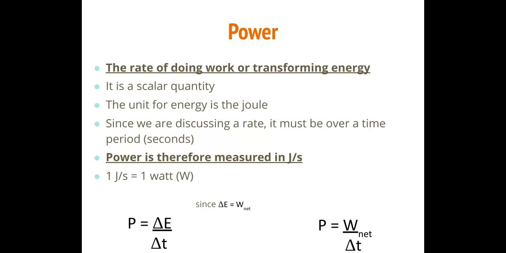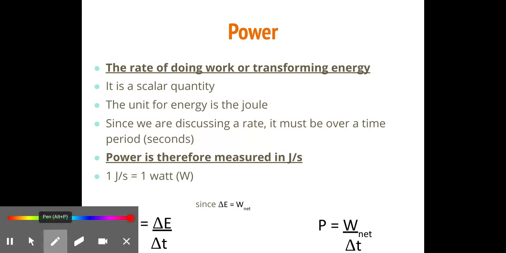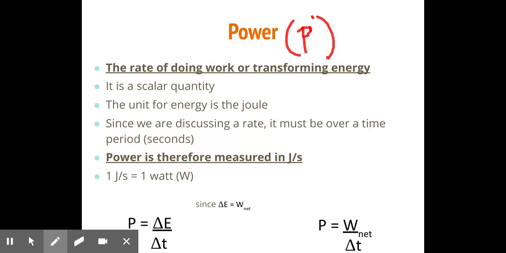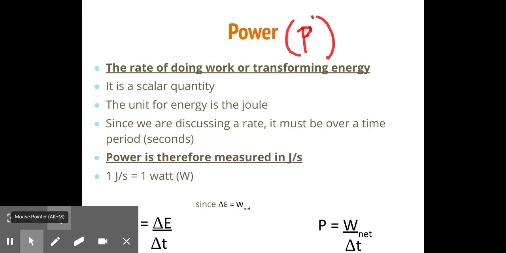Now at the bottom here, we have the power equations. Power is denoted by P, and that's something I probably should have put here at the top. So realistically speaking, it's denoted as P here. At the bottom, P is equal to the change of energy over time, or we could say P is equal to the net amount of work done over time.